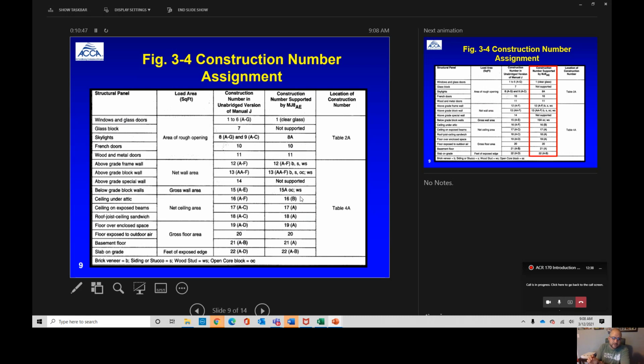Ceiling under an attic, 16. Ceiling on exposed beams, 17. And you can see how this is going. So basement floor, 21. Slab on grade.